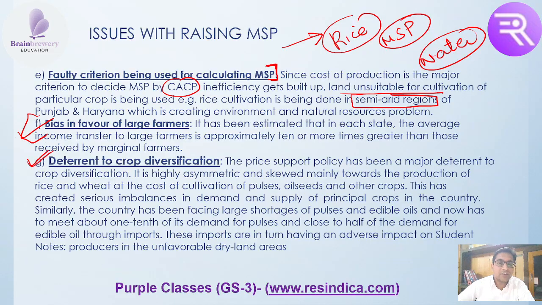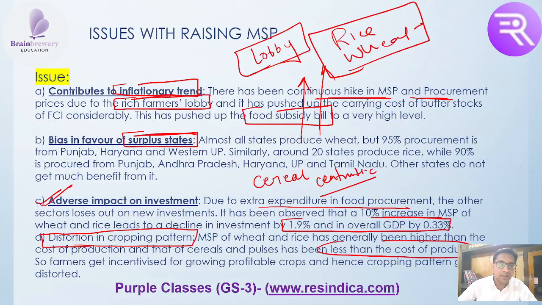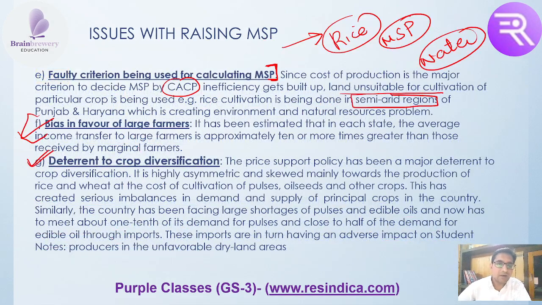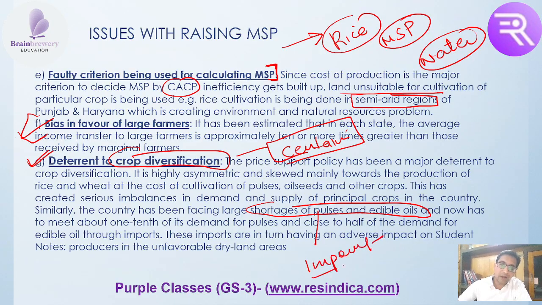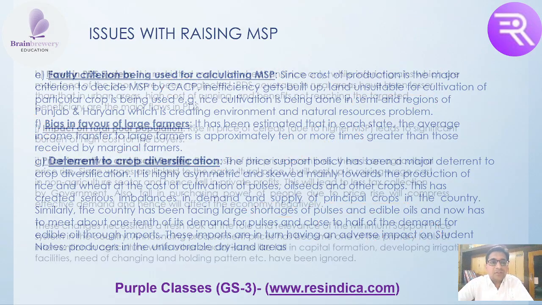Then there is a deterrent to crop diversification, which is also part of the adverse impact on the cropping pattern. If we are only focusing on certain crops, then obviously crop diversification will not happen, and slowly we will have a shortage of pulses, edible oils and various other crops. Then we have to import these crops from outside, and that puts a strain on forex reserves. So these are all the issues related to the raising of the MSP.